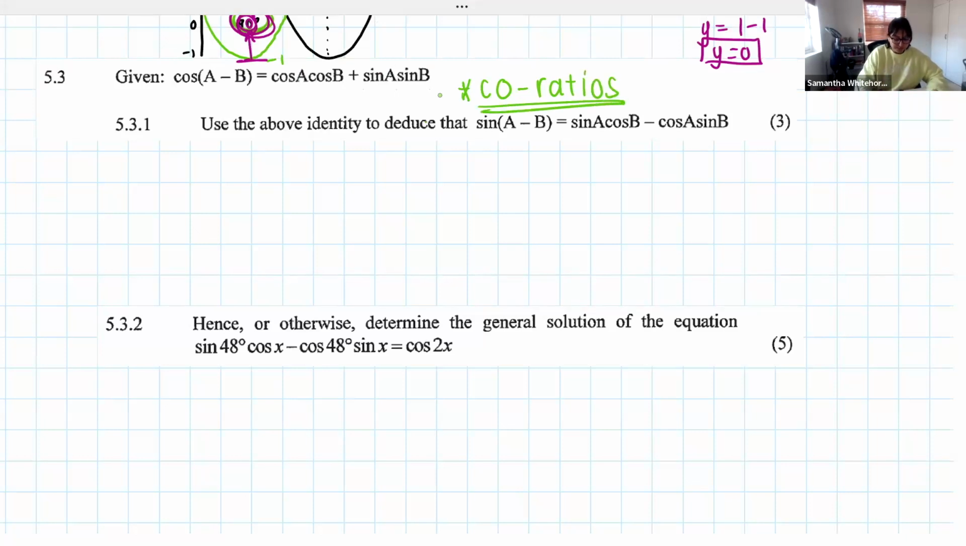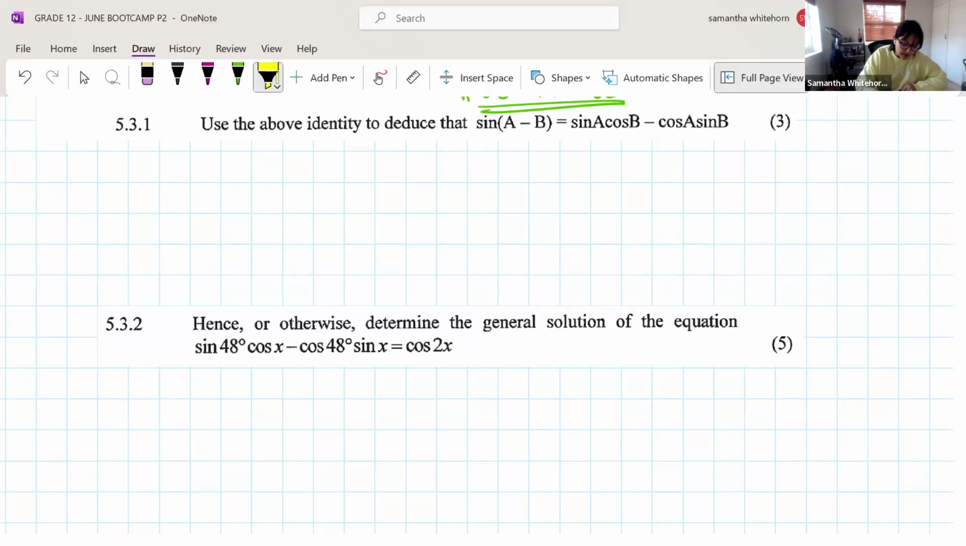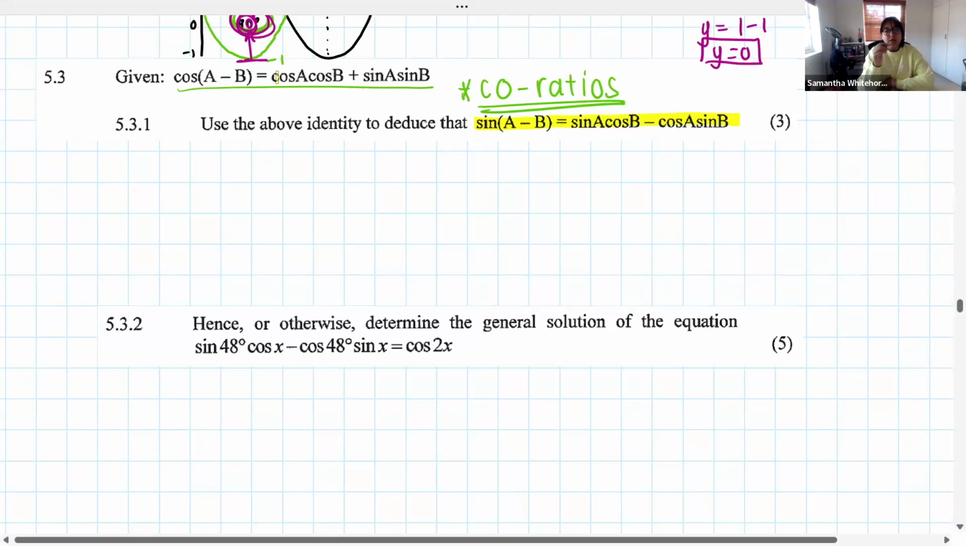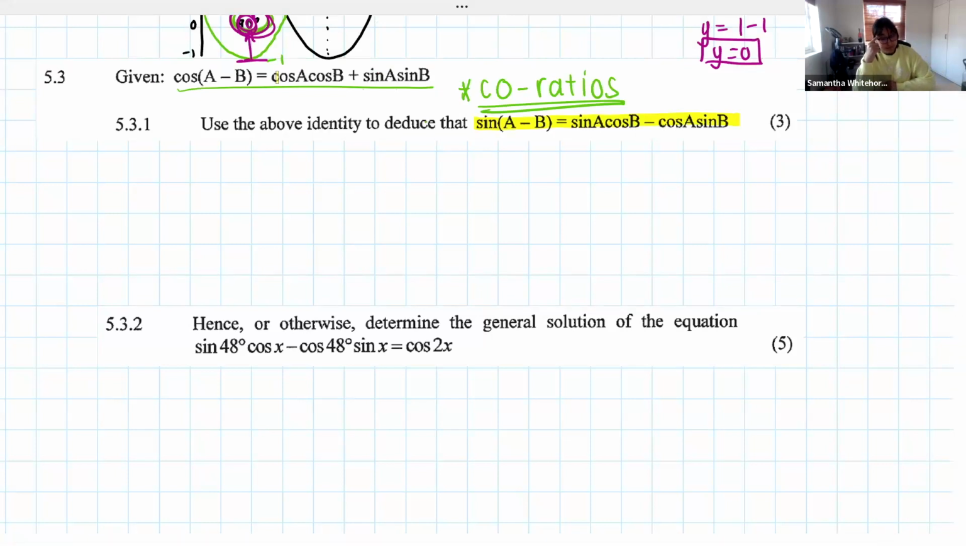Now let's read the question. It says, given cos(A minus B) is equal to cos A cos B plus sine A sine B. We know that's true. That's on the formula sheet. It's saying use the above identity to deduce that sine(A minus B) is equal to sine A cos B minus cos A sine B. Automatically, you should be thinking, how on earth do I get from a cos to a sine cos? How do I get from a sine to a cos sine? And that is where the co-ratios come in.